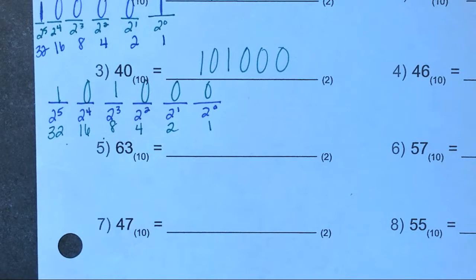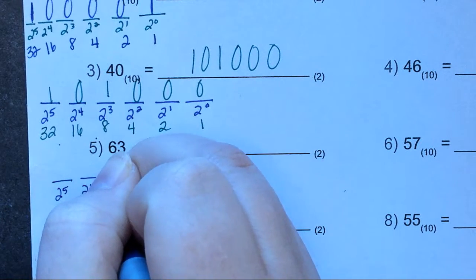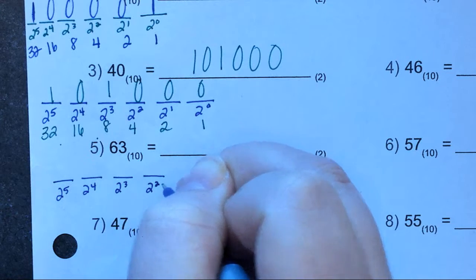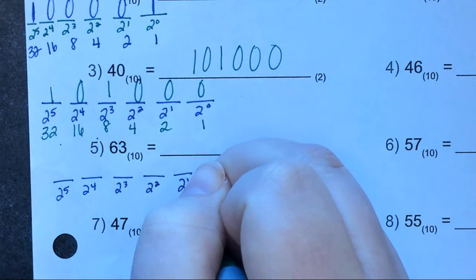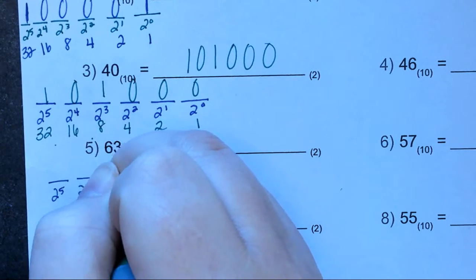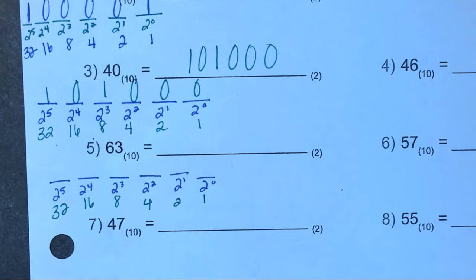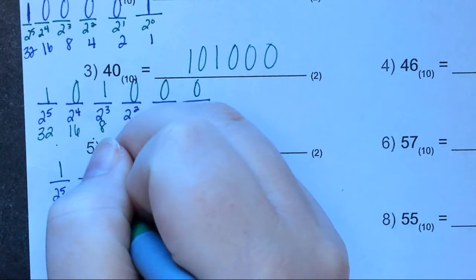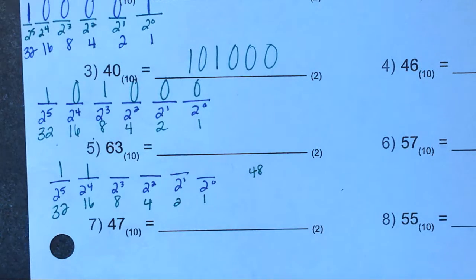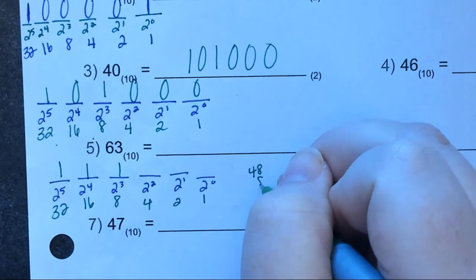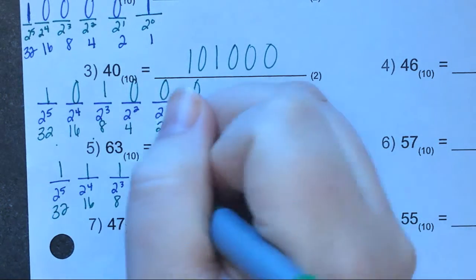Okay, same logic with 63. Make me a list. 2 to the 5th, 2 to the 4th, 2 to the 3rd, 2 to the 2nd, 2 to the 1st, 2 to the 0. 2 to the 0 is 1, 2, 4, 8, 16, 32. I'm needing my stuff to add up to 63. This one's a little harder. 32 and 16 add up to 48. I'm needing to get up to 63. 48 and 8, well, I'm up to 56, but I'm not quite to 63 yet. Add 4 more.